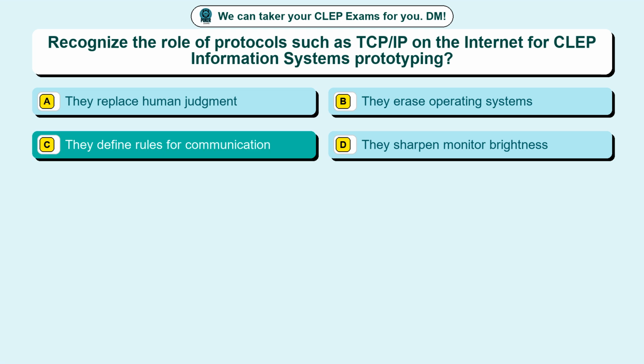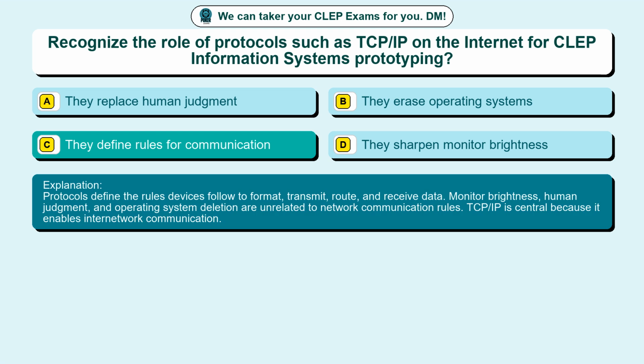The correct answer is option C, they define rules for communication. Protocols define the rules devices follow to format, transmit, route, and receive data. Monitor brightness, human judgment, and operating system deletion are unrelated to network communication rules. TCP/IP is central because it enables inter-network communication.